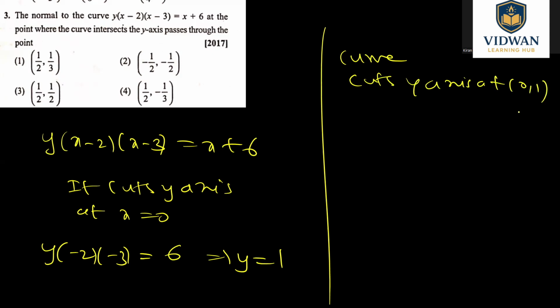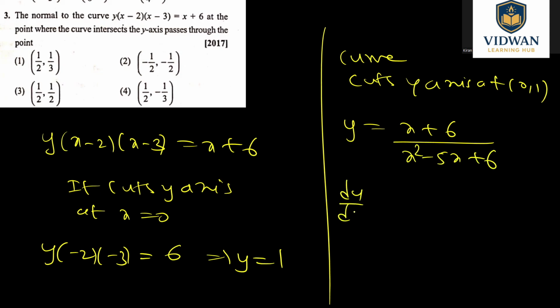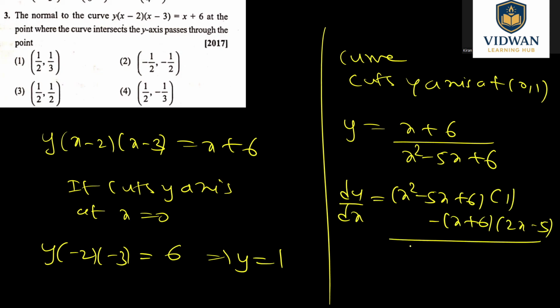To find the equation of the normal, first we have to know the slope of the normal. The point is known, but you need the slope. So from this curve, what is the y value? x plus 6 by, if you multiply x minus 2 and x minus 3, it is x square minus 5x plus 6. So you find the derivative using the quotient rule. dy by dx equal to denominator into derivative of numerator, which is 1, minus numerator into derivative of denominator, which is 2x minus 5, all by square of the denominator.